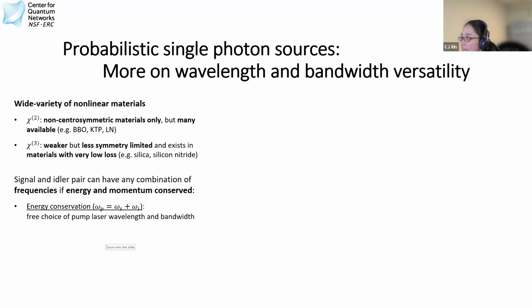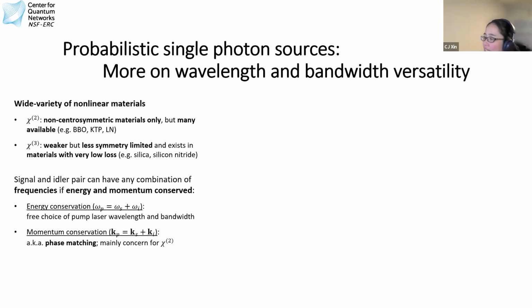And because there's been so much invested in telecommunications, you have a lot of really good lasers in the telecommunications band. And then the next thing is momentum conservation, which we often call phase matching. It simplifies to: the momentum of the single photon pump must equal the sum of the momenta of the generated photons. These are vectors if they are propagating non-collinearly, but if they are propagating collinearly, that means the pump, signal, and idler are all propagating in the same direction inside the material while interacting, then these are actually just scalars.